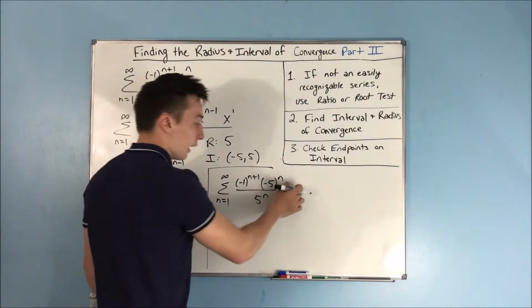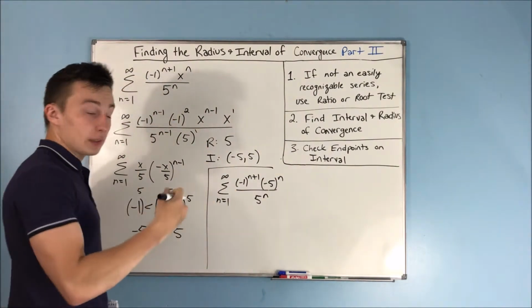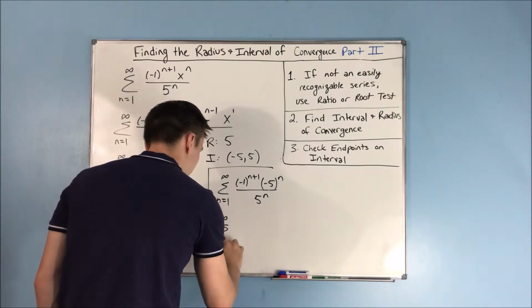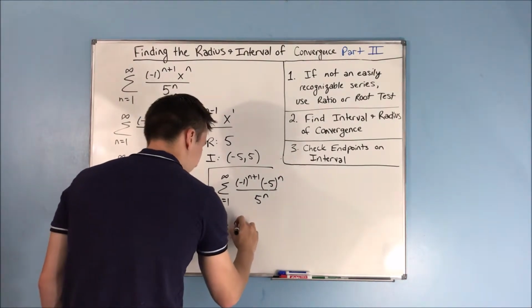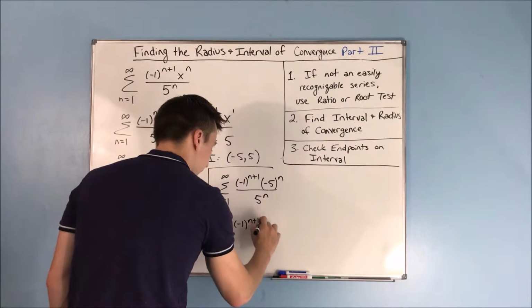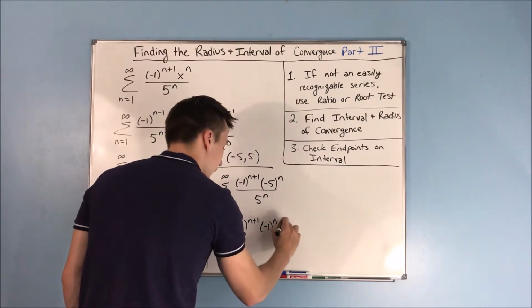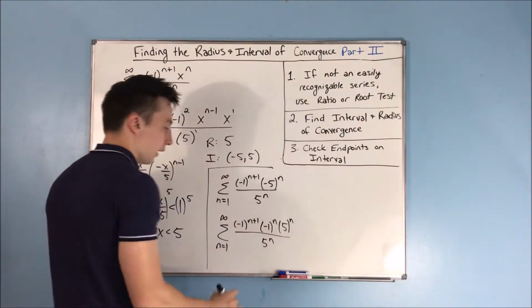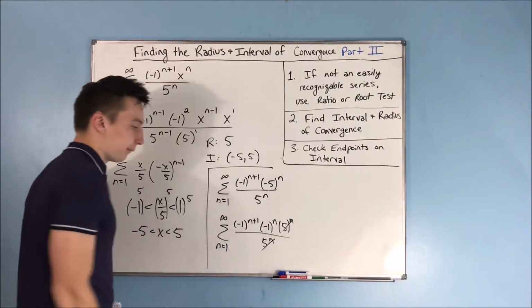This (-5)^n, that's the same thing as (-1)^n times 5^n. The sum from n equals 1 to infinity of (-1)^(n+1) times (-1)^n times 5^n over 5^n. And these 5^n's cancel out.